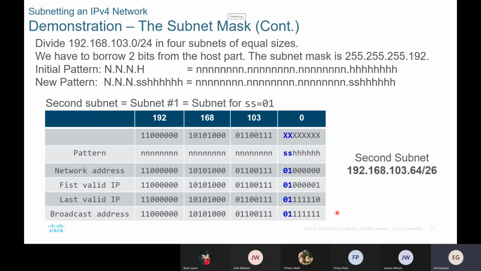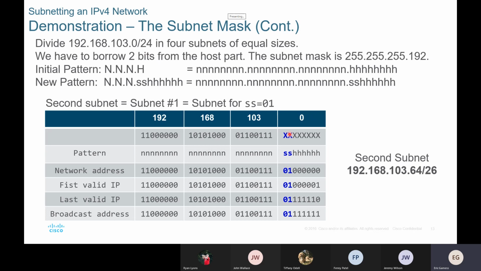Let's talk about the second subnet. In the second subnet, the 2 SS bits have to be 0, 1, as specified here. So in all my calculations, I'm going to put 0, 1 for the SS bits, and I cannot change them. What I can change is the host bits, but I cannot change the SS bits, and I cannot change the network bits. I only have the authorization to change the host bits. So the second subnetwork, we already said, has to start at 64 and end at 127.